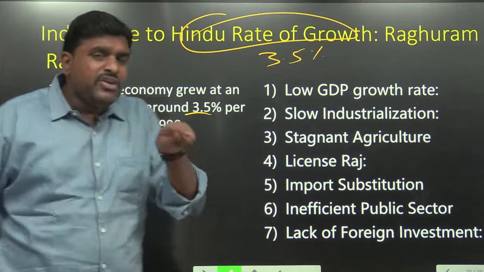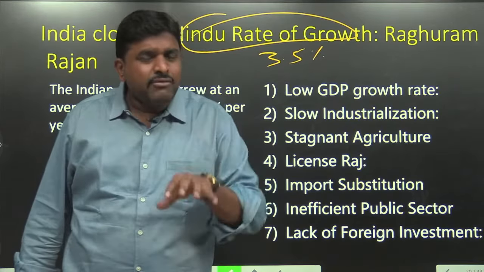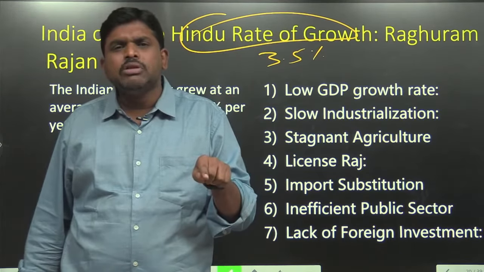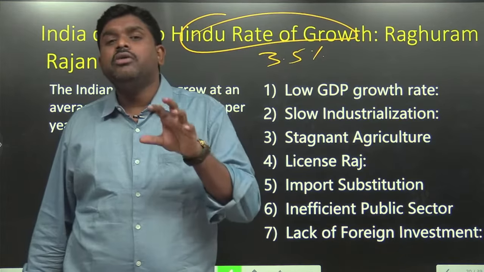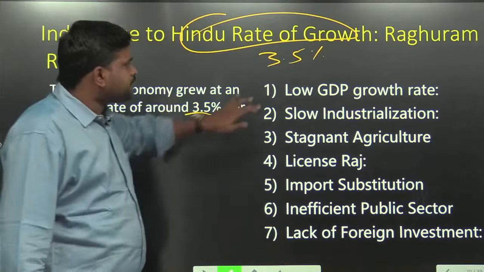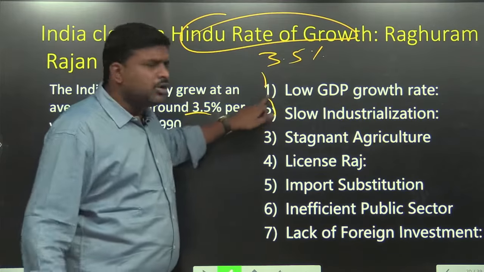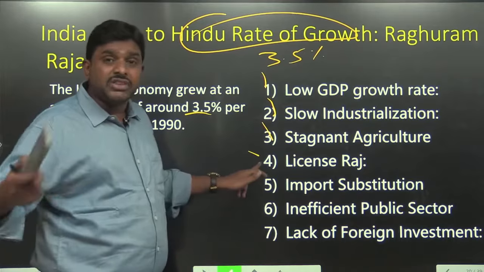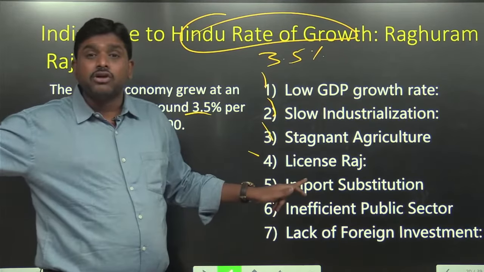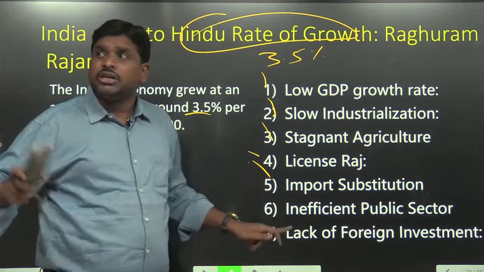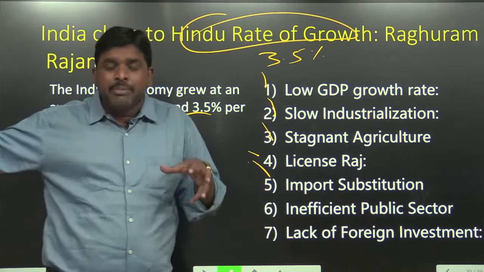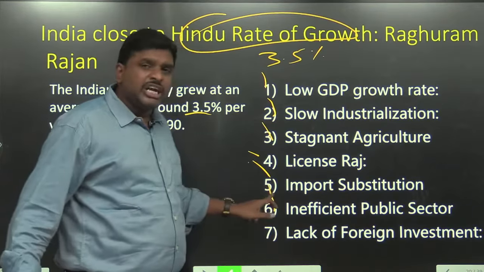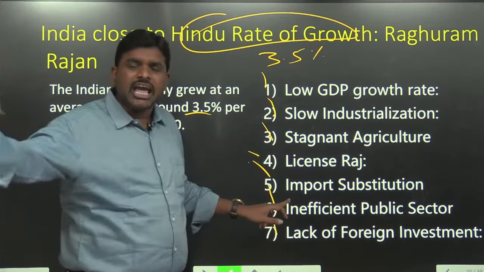Why will our rate be called the Hindu rate of growth, or what are the factors responsible for this 3.5 to 4% of GDP? Those factors are low GDP growth rate, slow industrialization, stagnated agriculture, license Raj, where everything is a government phenomenon, not a market phenomenon, and import substitution. Now we are stopping import substitution, so we are demanding domestic products. So what will happen? Quality products will not be available. Inefficient public sector, lack of foreign investment, lack of privatization.